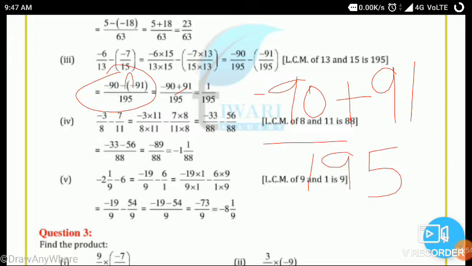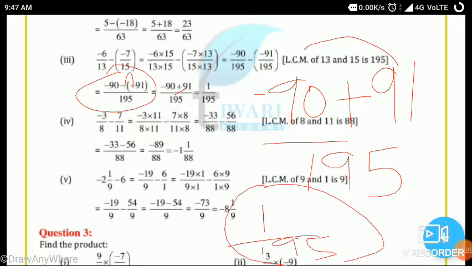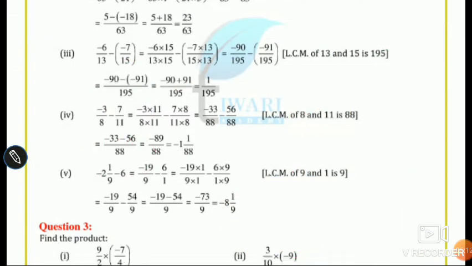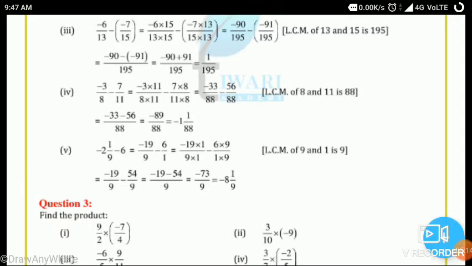One number is negative, one number is positive, so subtract smaller number from greater number, right? So 91 minus 90 is equal to 1. Okay, 1 upon 195. And see, greater number is what? 91. It is positive. So this is our answer. Okay, understood? See students, fourth and fifth same method. So you just do in your HW. Try it by yourself.